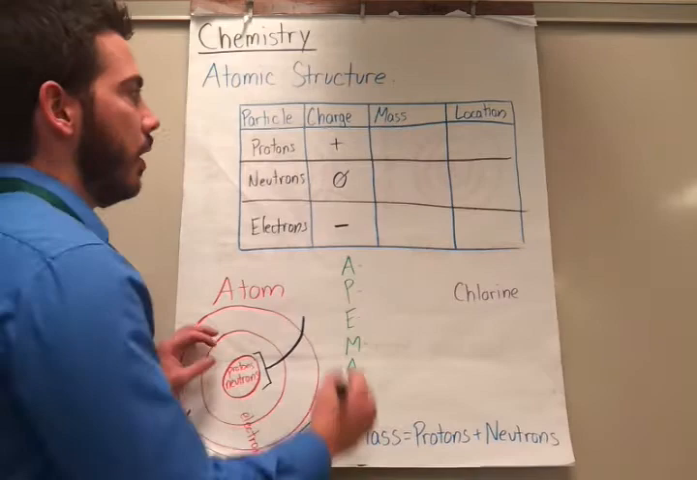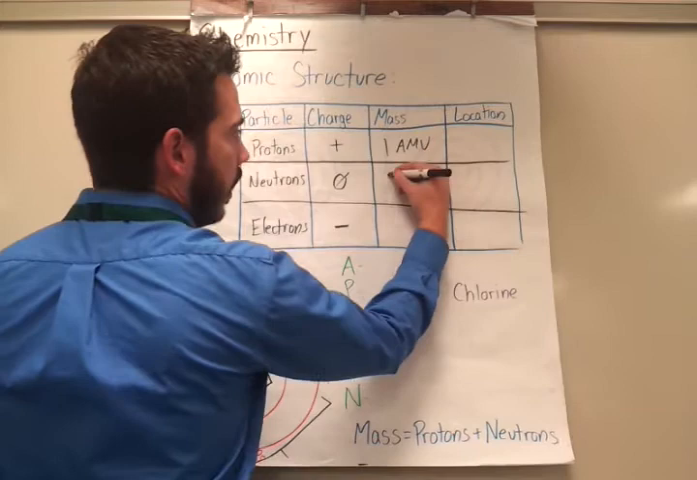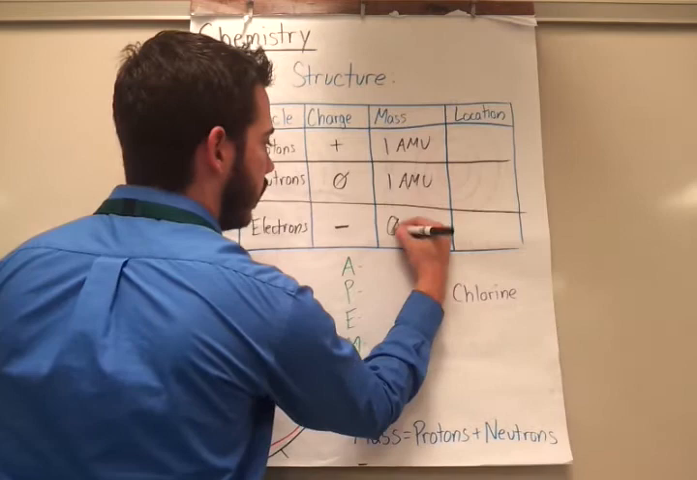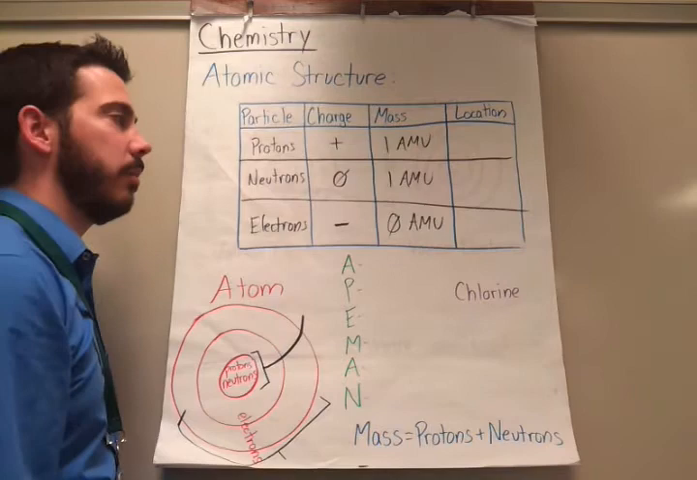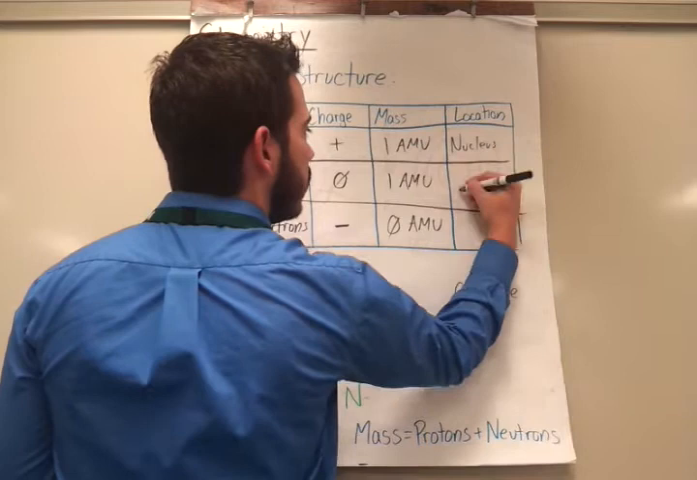As far as mass goes, protons have a mass of 1 amu, so that counts. Neutrons have a mass of 1 amu, which also is important. And then electrons are so small that they have a mass of about 0 amu, so we just don't count them toward mass. Location, protons and neutrons are found in the nucleus of the atom. Electrons are found in the electron cloud.